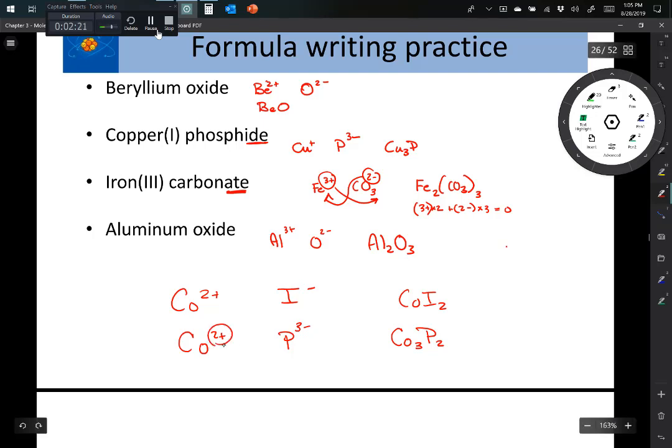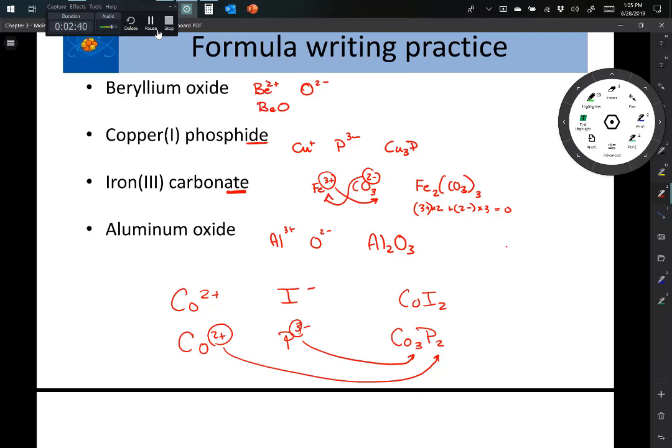And you don't need to write the charge, just the number. Like that. Oh, did I do that right? I didn't. I got the arrows in the wrong places. This one's like this. Like that. So you just cross it over.